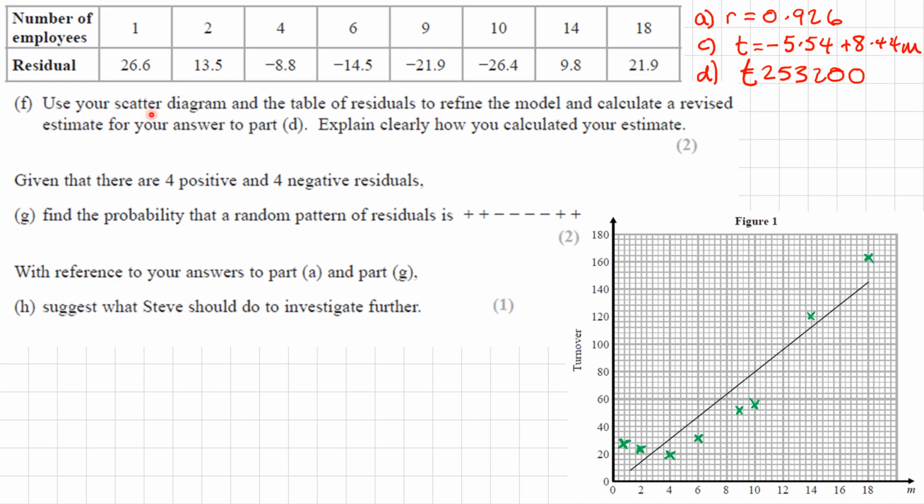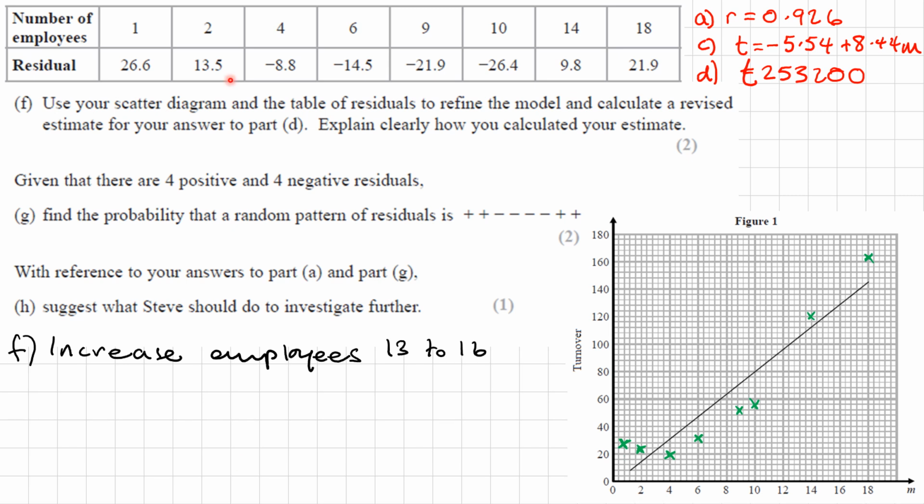Part F. Use your scatter diagram, which is here, and the table of residuals, which is here, to refine the model and calculate a revised estimate for your answer to Part D, which is here. Explain clearly how you calculated your estimate. Now, from Part D, we calculated this increase in turnover based on the fact that Steve was going to increase his employees from 13 to 16.